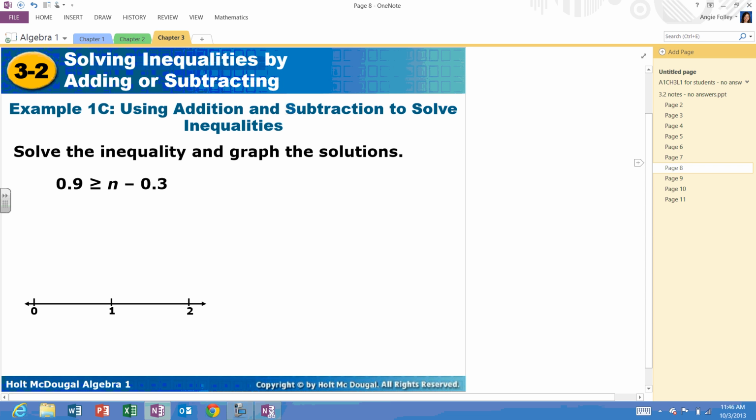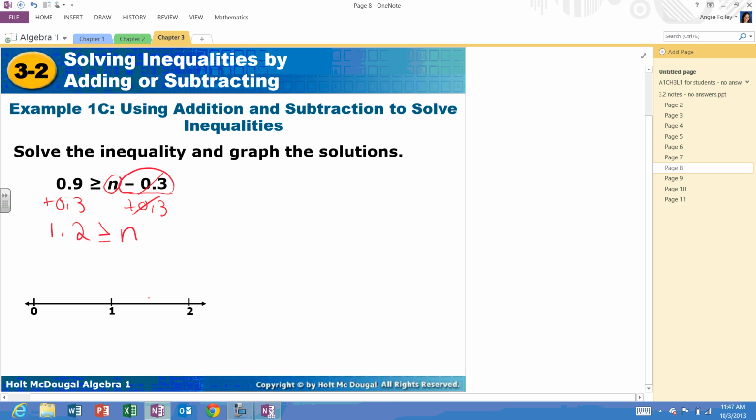All right, so now we've got a greater than or equal to inequality. So 0.9 is greater than or equal to n minus 0.3. We need to isolate the n. So looking at what's being done to n, it's a minus 0.3. So the inverse operation is to add 0.3. That's how we're going to get rid of it. So when I add 0.3, this goes away, and I'm going to get 1.2 is greater than or equal to n. So all of my n values have to be less than or equal to 1.2. You could read it in either direction.